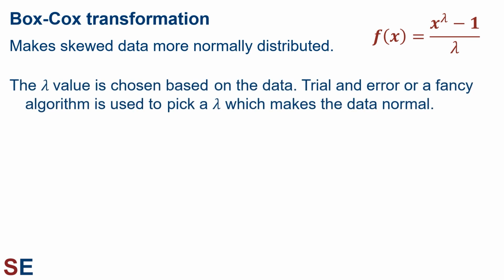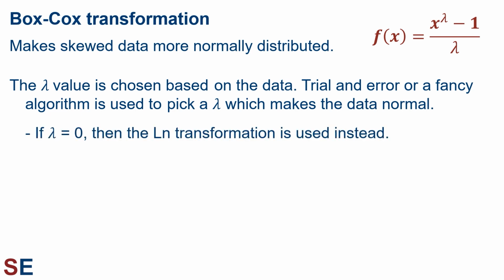The Box-Cox transformation is much more complicated in at least one sense, however, because the lambda value is chosen based on the data. Trial and error or a fancy algorithm is used to pick a value of lambda which makes the data normal. This can be complicated and typically requires a computer. This process of choosing lambda can lead to two interesting quirks.